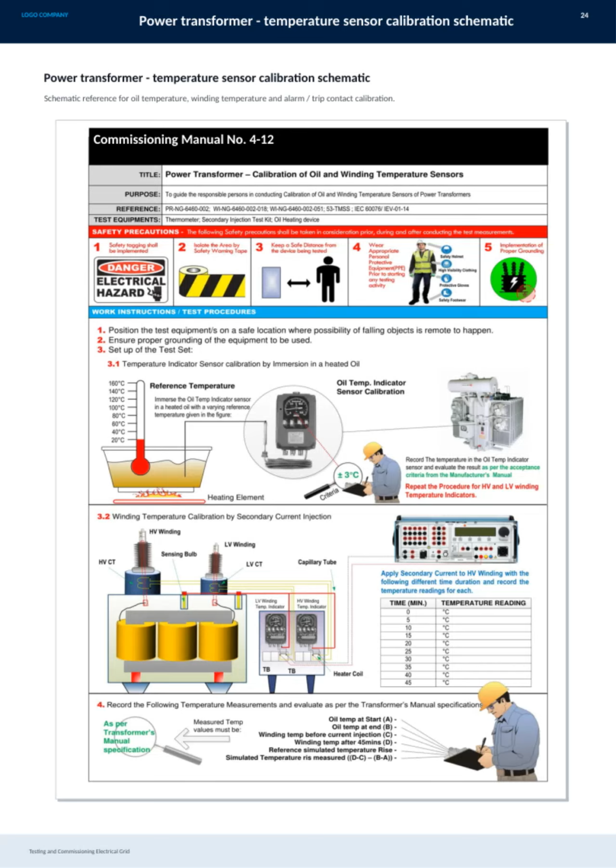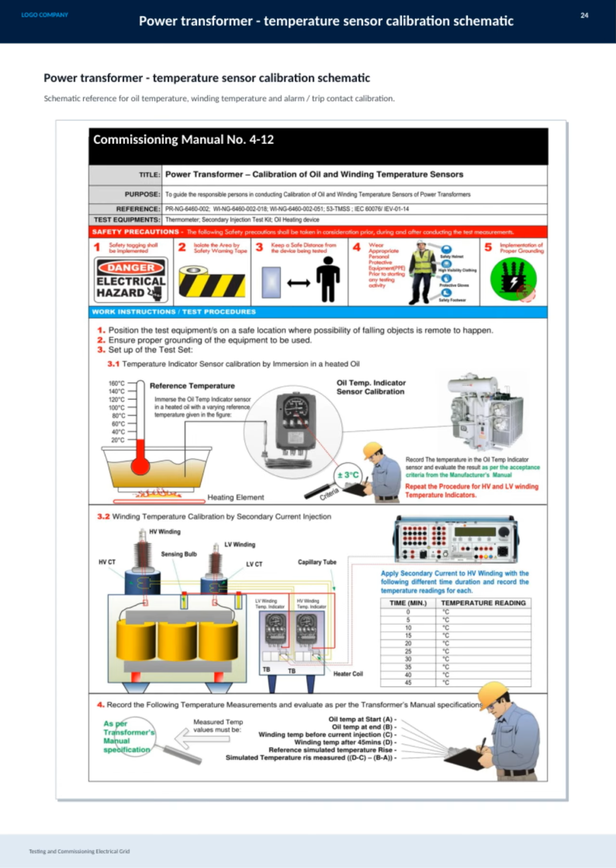Here we have the schematic for the power transformer temperature sensor calibration. This diagram is crucial because it shows the reference points for calibrating the oil temperature, winding temperature, as well as the alarm and trip contacts. Accurate calibration ensures reliable operation and safety during the testing and commissioning of the electrical grid. This information is detailed in Commissioning Manual number 4-12, which guides us through the necessary steps for proper sensor setup and verification.